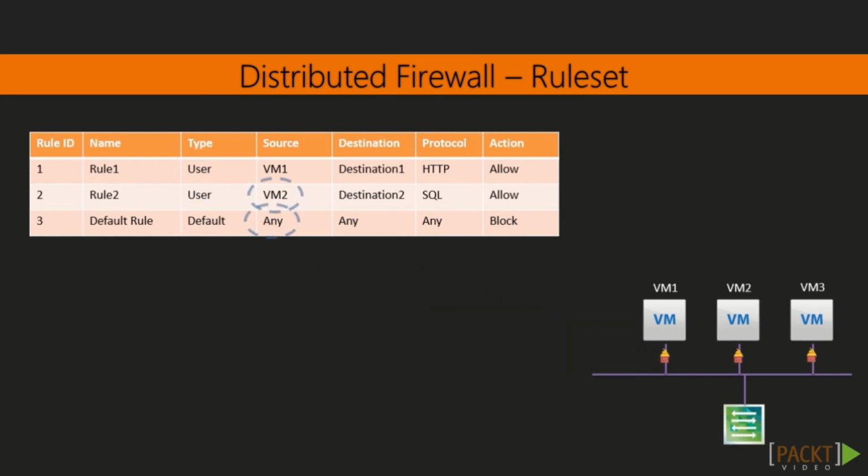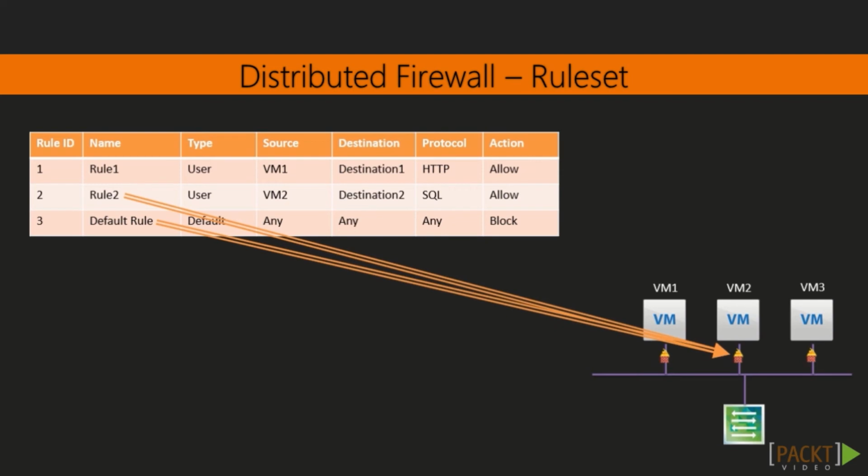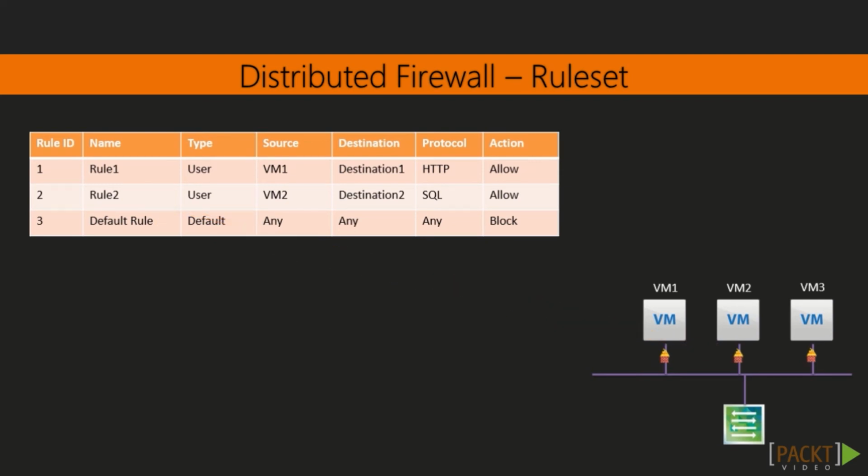It happens exactly the same with virtual machine 2. You have the source, VM2, and any. So these 2 rules are attached to the firewall of VM2. And the same happens for the third virtual machine. But there is no specific rule for the third virtual machine, so the only rule we have is the default rule with this any block. So there is only one rule on this DFW instance.